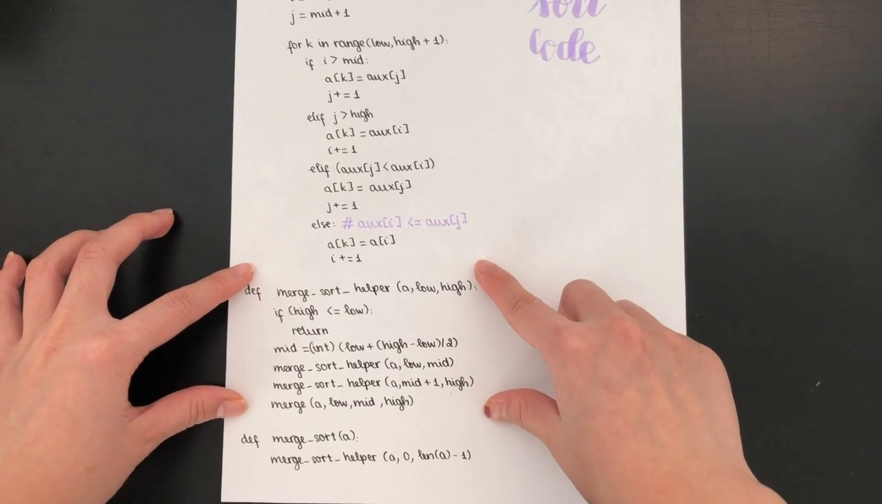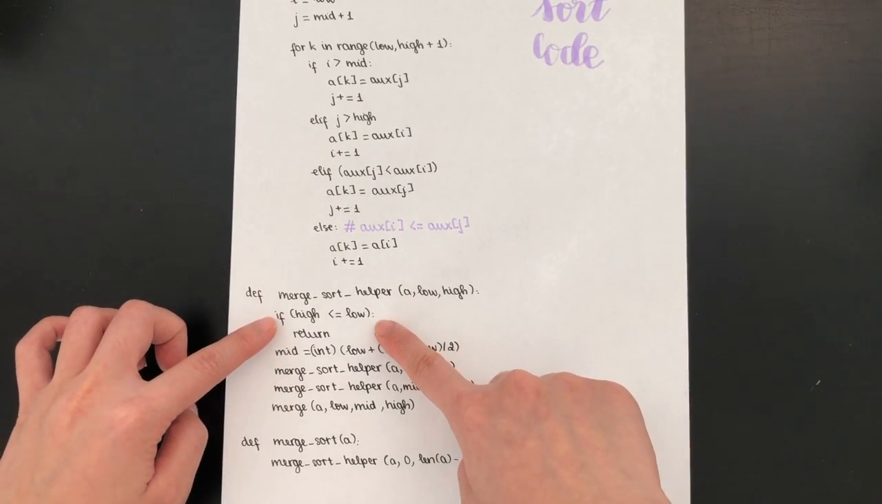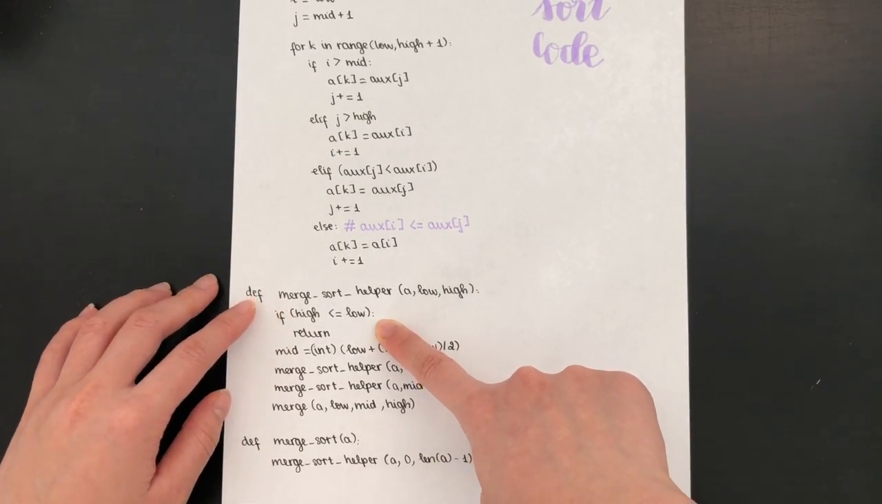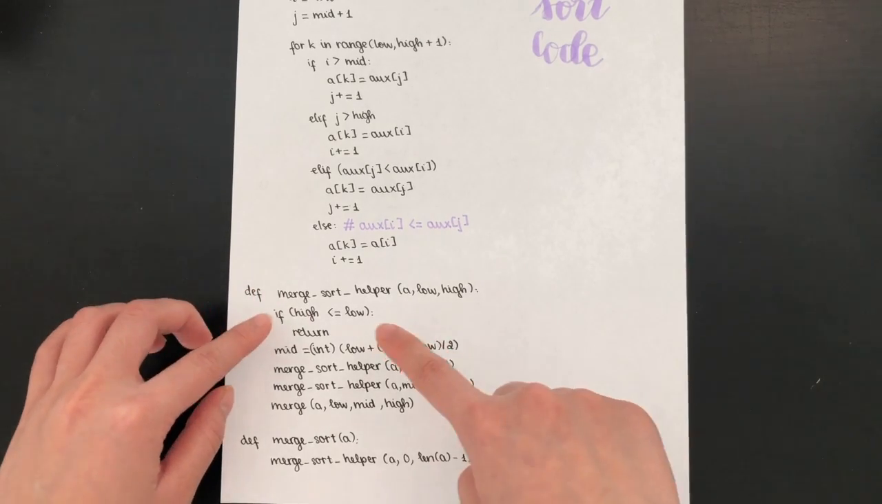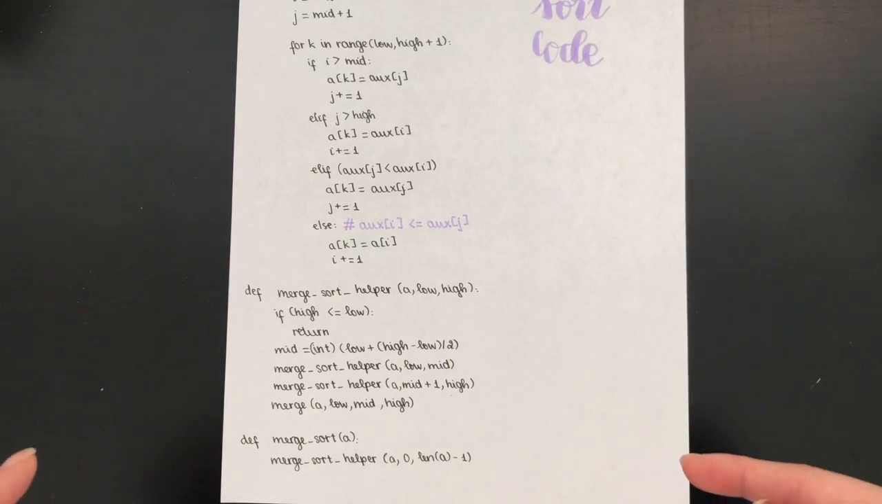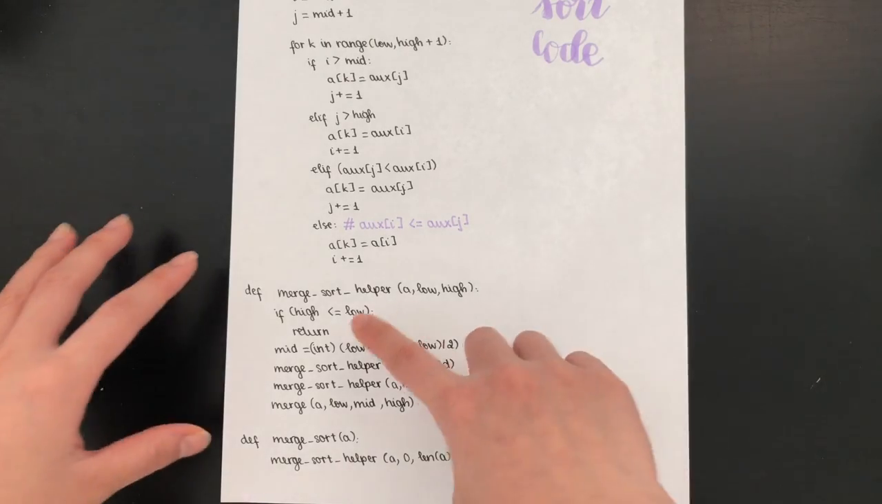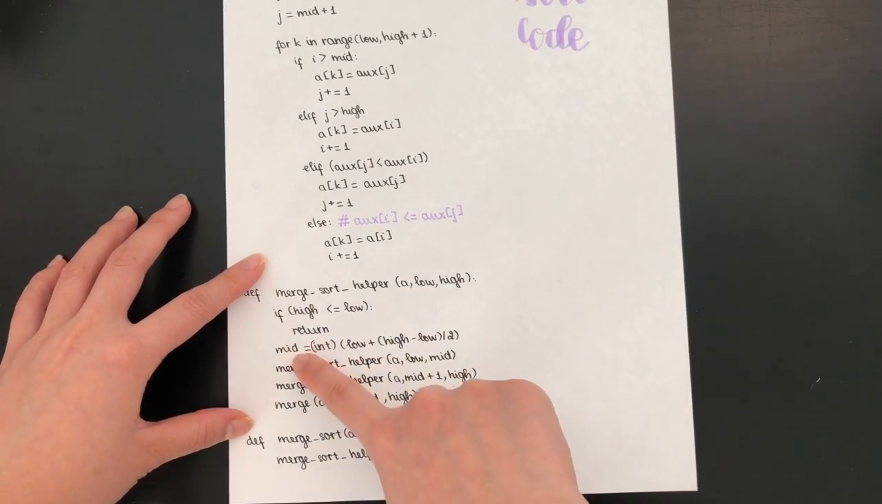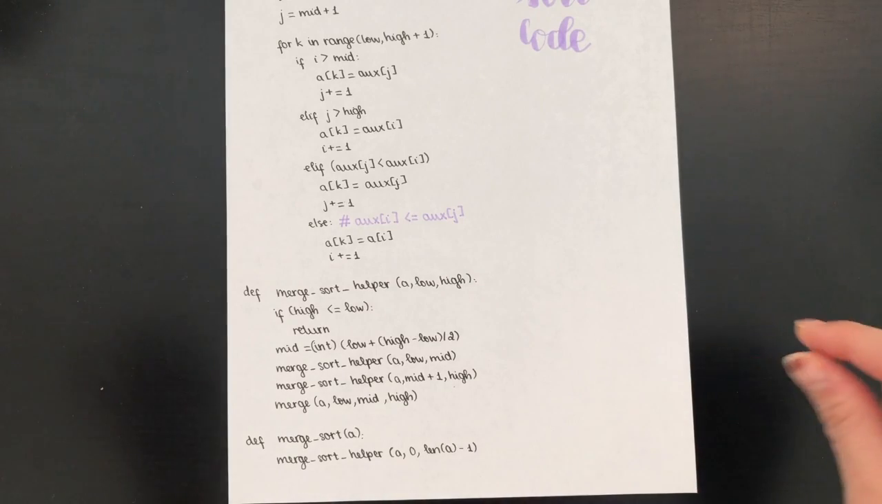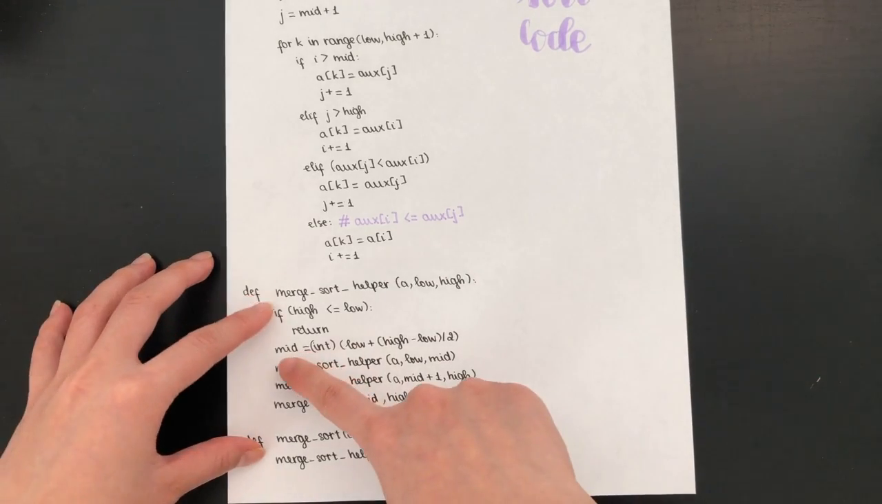So for merge sort helper, if the array has 0 elements or 1 element, we don't really need to do anything because it's already sorted. Then we would just return. We then, for other more interesting cases, we find mid.